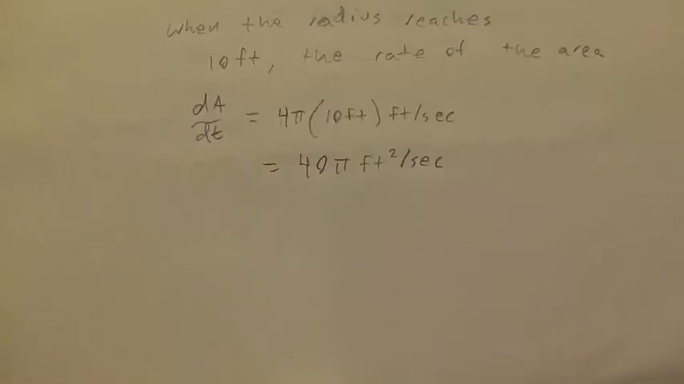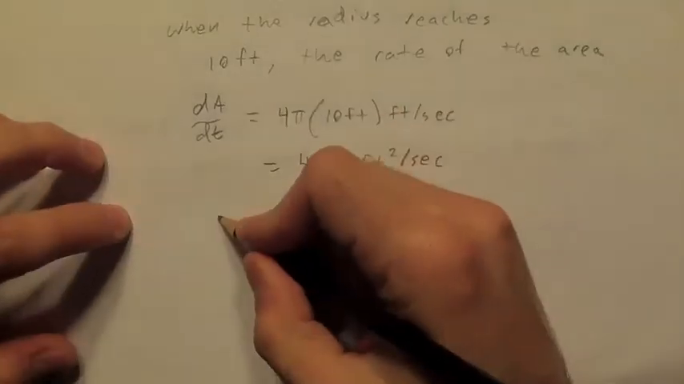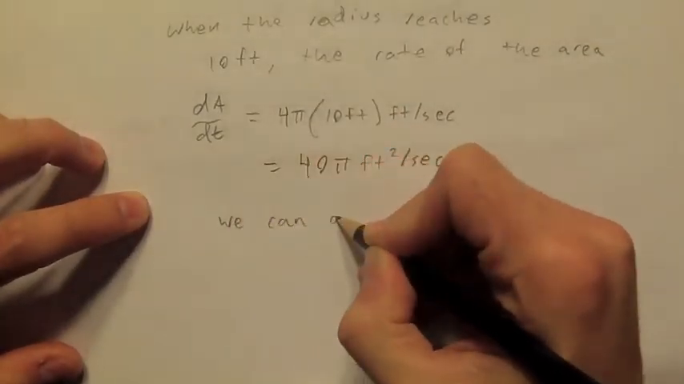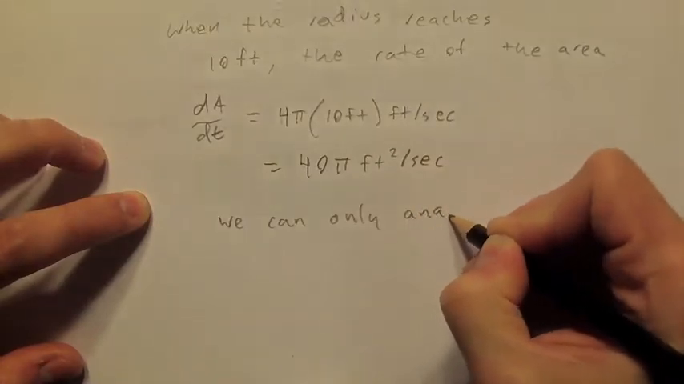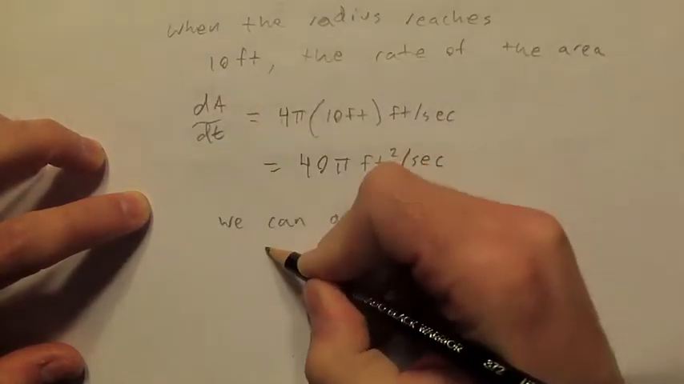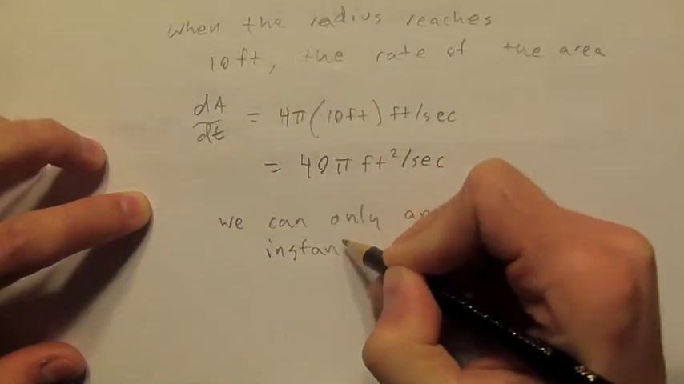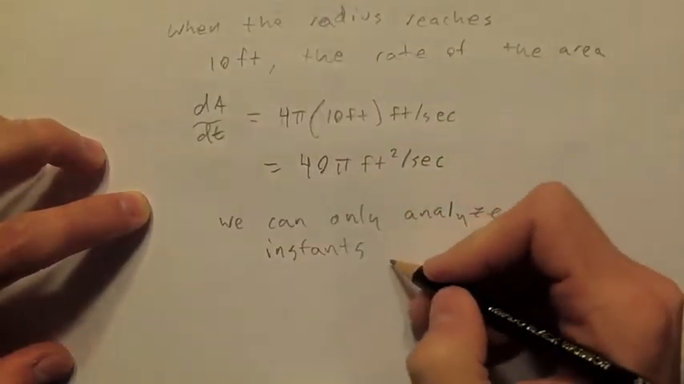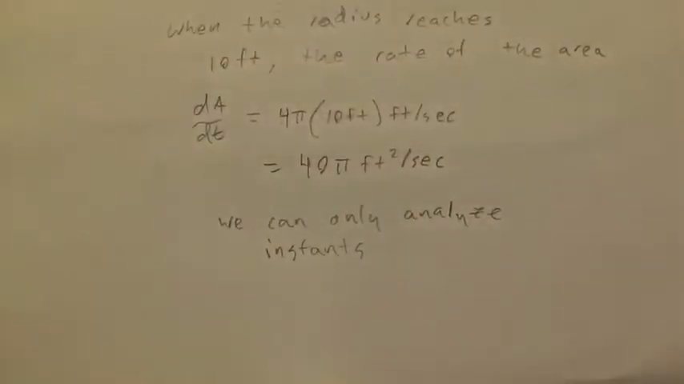Okay, so related rates can only analyze things at particular moments. We can only analyze instants. And at each particular instant, you're going to get different rates, even if one of those rates is constant. And often it won't be. Often you'll have to be told, okay, at this instant, the rate is this, and the length is that.